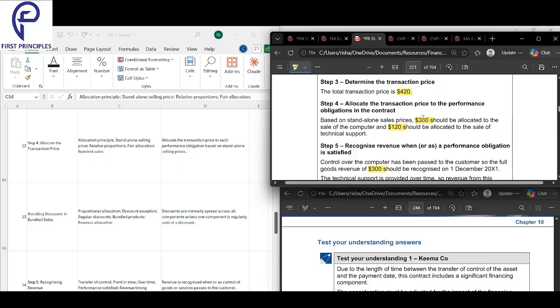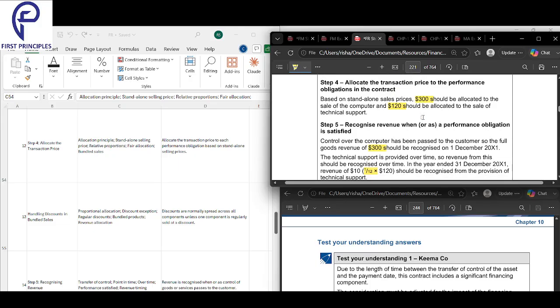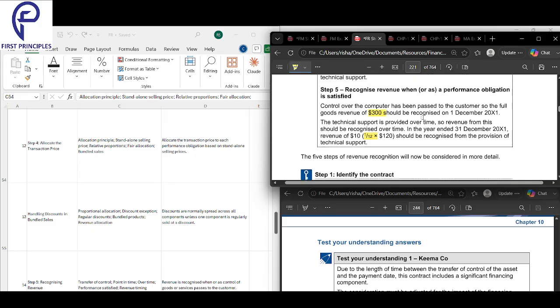Step three is the transaction price. The customer paid 420 on 1st December. That's the transaction price. Very good. And then allocating the transaction price to the separate performance obligations, which is $300 for the computer and $120 for the technical support. Very good.